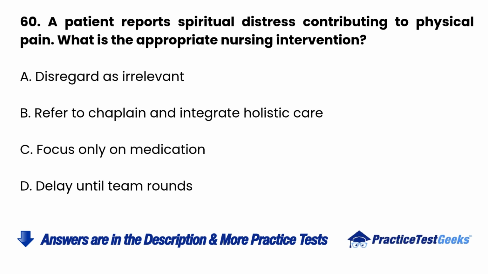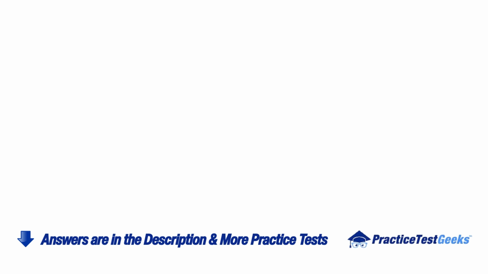60. A patient reports spiritual distress contributing to physical pain. What is the appropriate nursing intervention? A. Disregard as irrelevant. B. Refer to chaplain and integrate holistic care. C. Focus only on medication. D. Delay until team rounds.